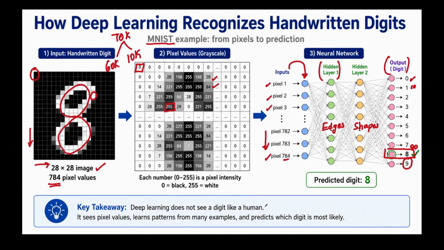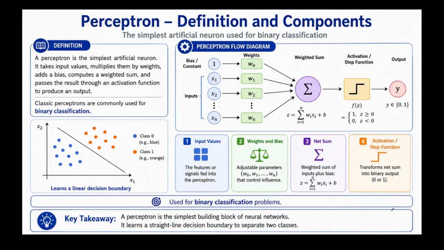The key idea is very important. Deep learning does not see a digit like a human. It sees pixel values, learns patterns from many examples, and predicts which digit is most likely. This is the same basic idea used in image recognition, face recognition, medical image analysis, object detection, and many other computer vision tasks.